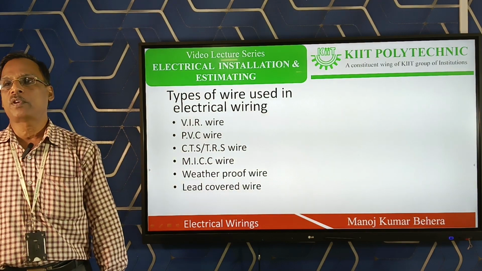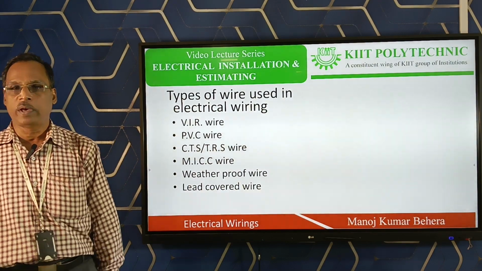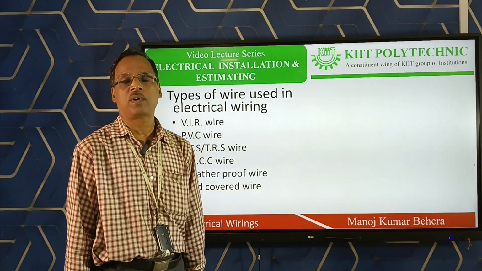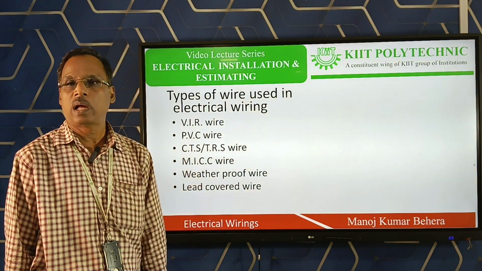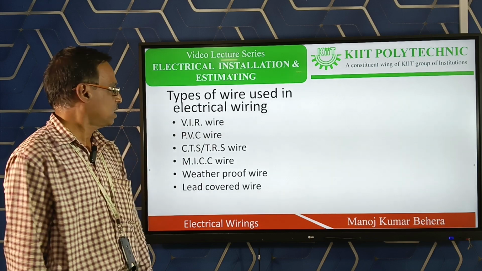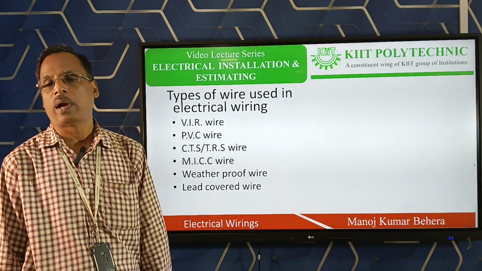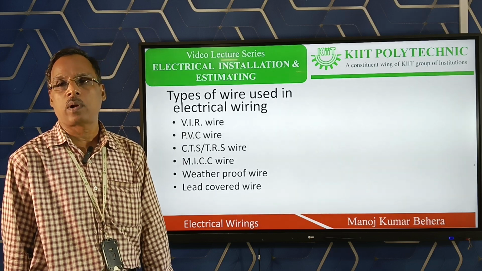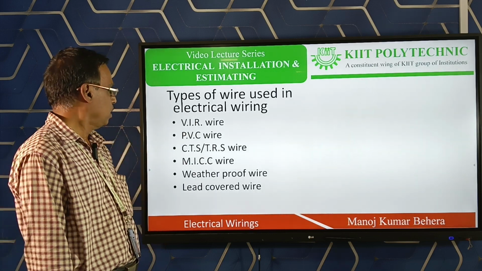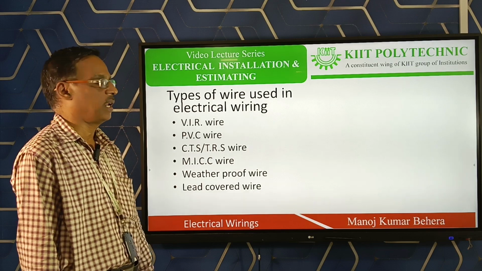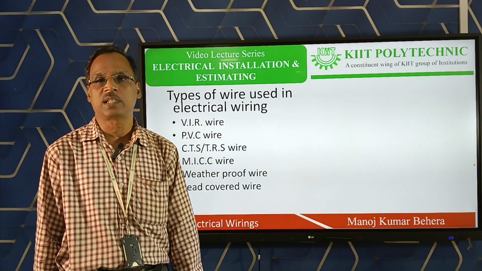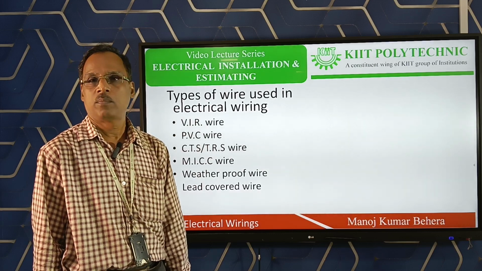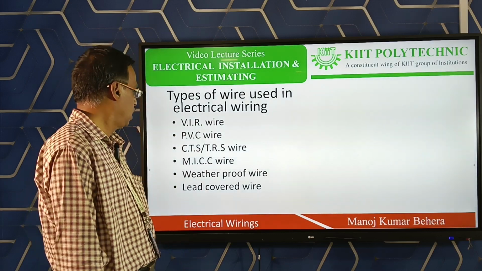What are the different types of wires used in this type of wiring? First one is BIR wire. BIR stands for vulcanized Indian rubber. Nowadays it is outdated. Next is PVC, polyvinyl chloride. Generally nowadays we are using polyvinyl chloride conductors. Next are CTS and TRS. CTS stands for cab tyre sheathed, TRS for tough rubber sheathed. But nowadays they are outdated.